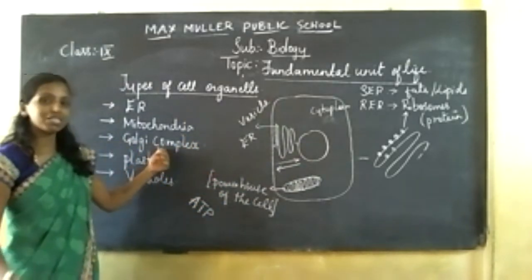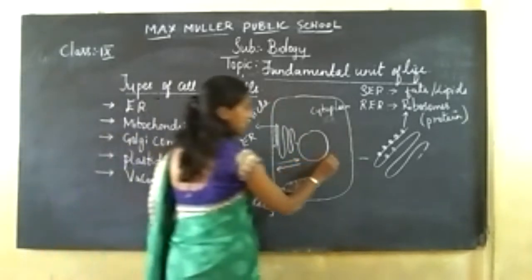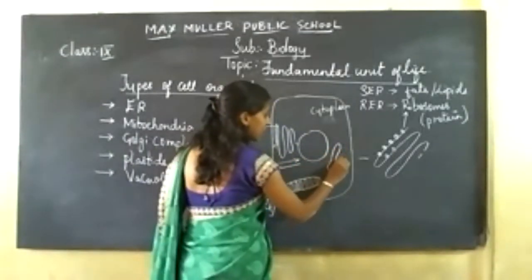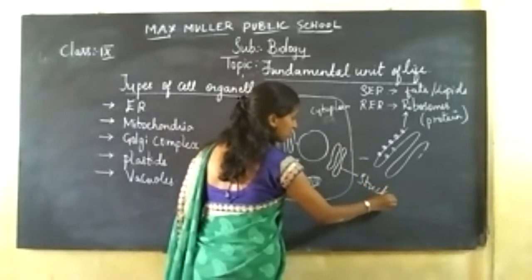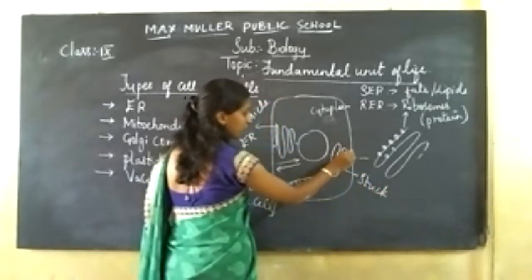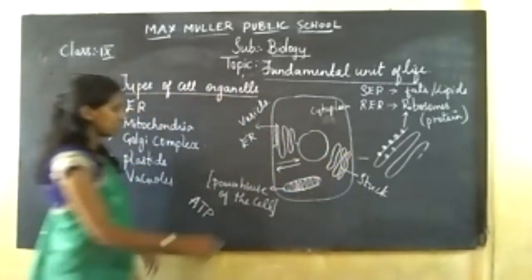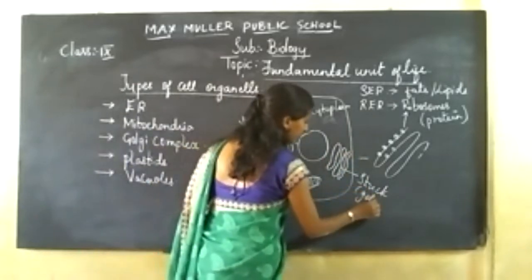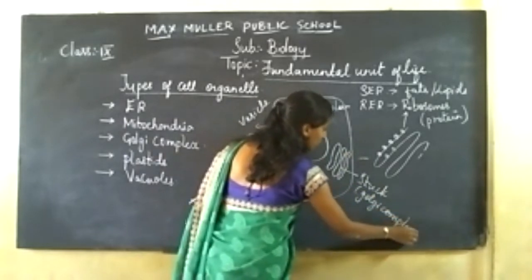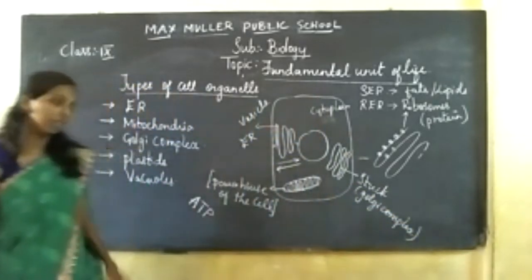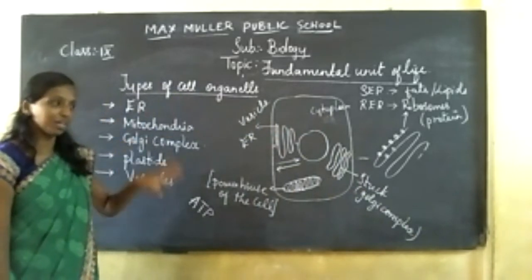Next is Golgi complex. As I told you, Golgi complex is nothing but a parallel sac-like structure. See, these are the sac-like structures which are present, stacked parallel to each other. That is called your Golgi complex. All right. Golgi complex was discovered by a scientist called Camillo Golgi. Camillo Golgi was the scientist who identified it.